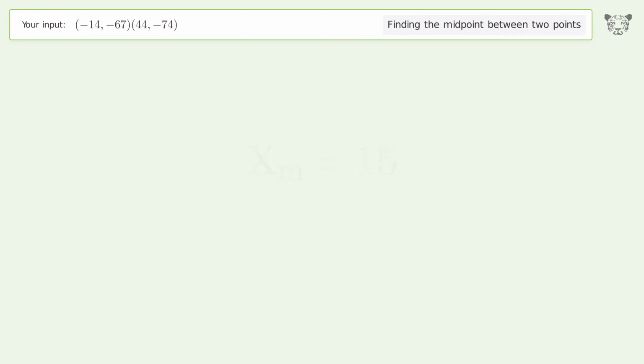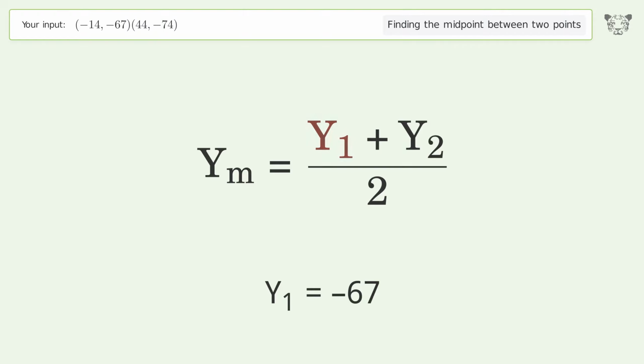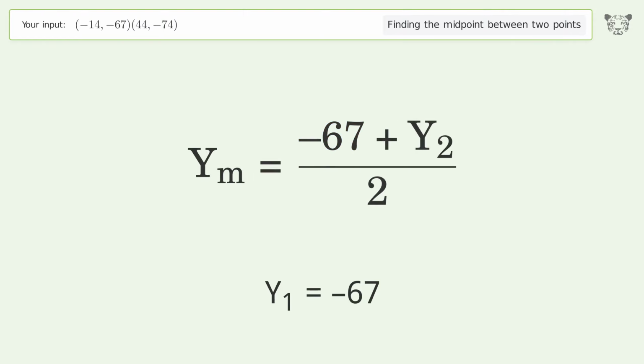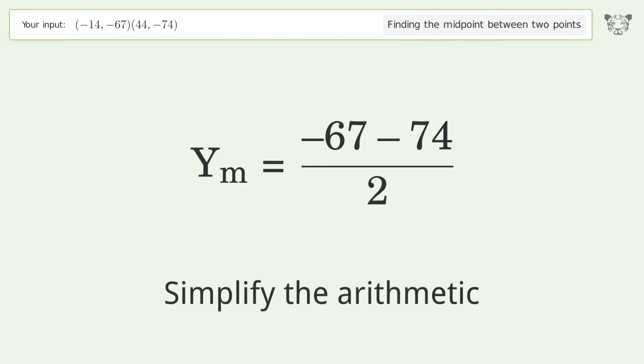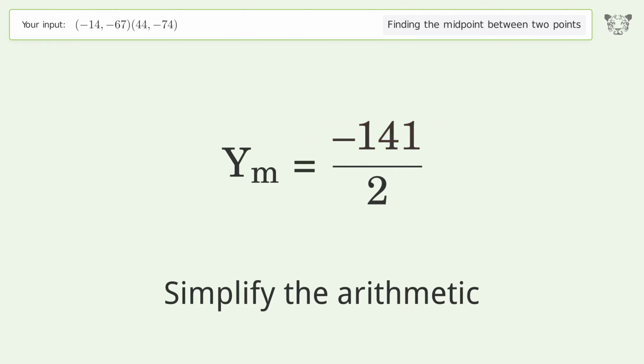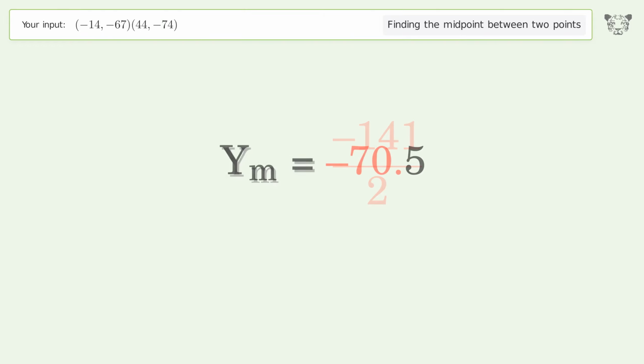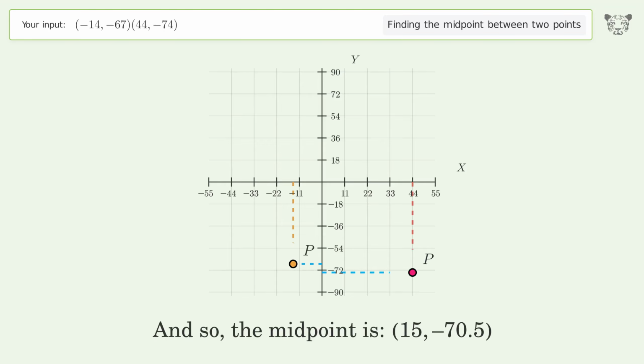Use the y values in the midpoint formula to find the midpoint's y. y1 equals negative 67. y2 equals negative 74. Simplify the arithmetic. And so, the midpoint is 15, negative 70.5.